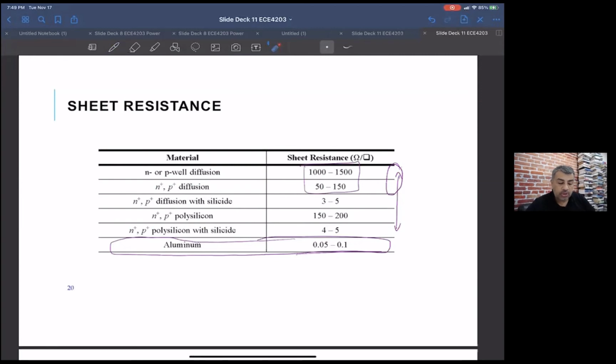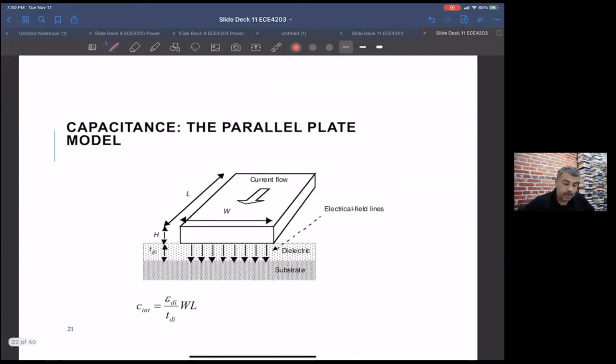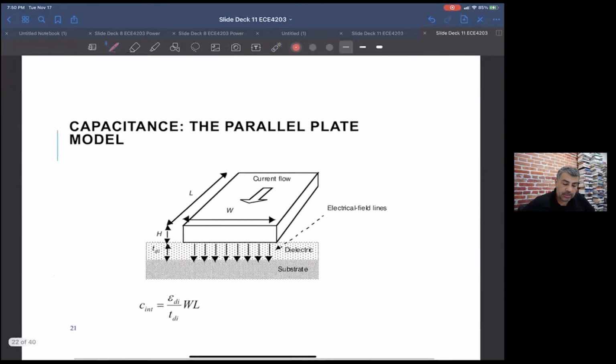I would really only use these two layers. If you have doped poly, use it for very short distances. Otherwise, aluminum or copper. And even here, you can see the huge jump in resistance between these two. So you're kind of taking a chance if you go very far. Okay, so that was all on resistance.